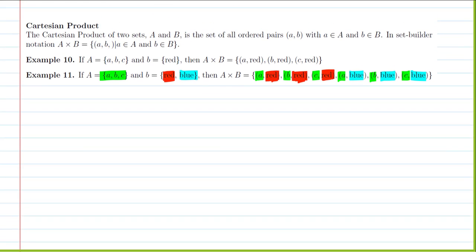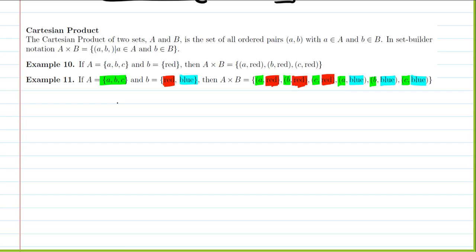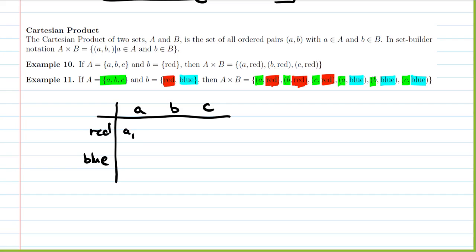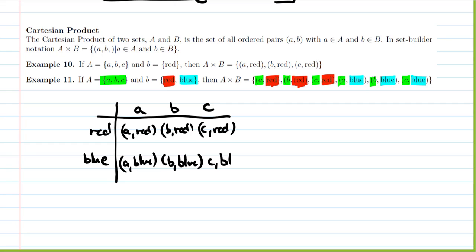So one way that might help you visualize this is something similar to what we did in the beginning. If I do a, b, and c, and then I do red and blue, what are my possible pairings? Well, a red, b red, c red. Then it would be a blue, b blue, and c blue, right?